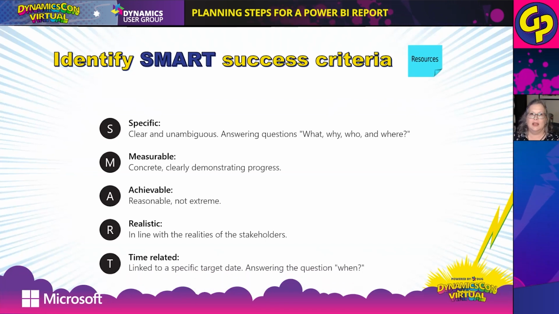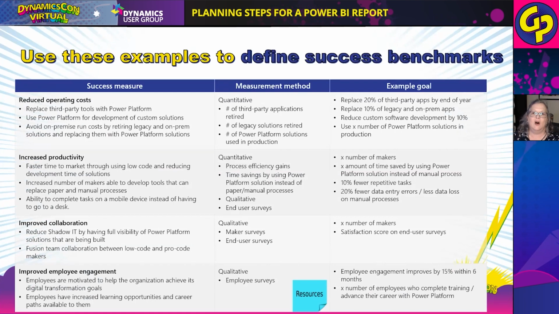And then there's a time-related element. We need to ask when. So these are all part of the success criteria. And in relation to this, they also have taken the goals and the benefits that we had from the previous page, and they've put it in this guide.